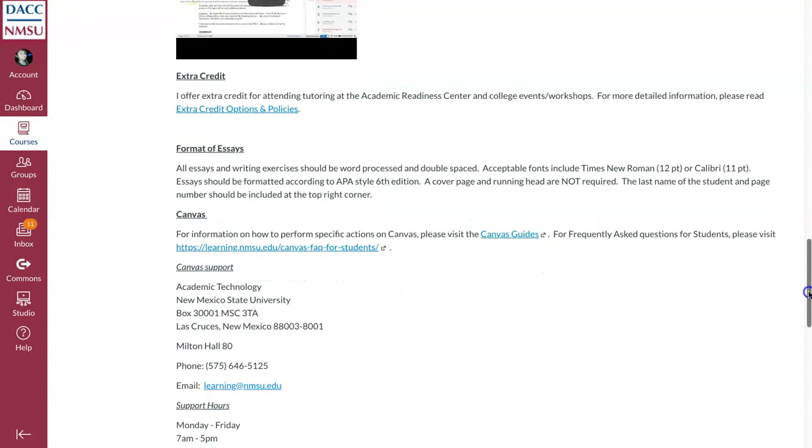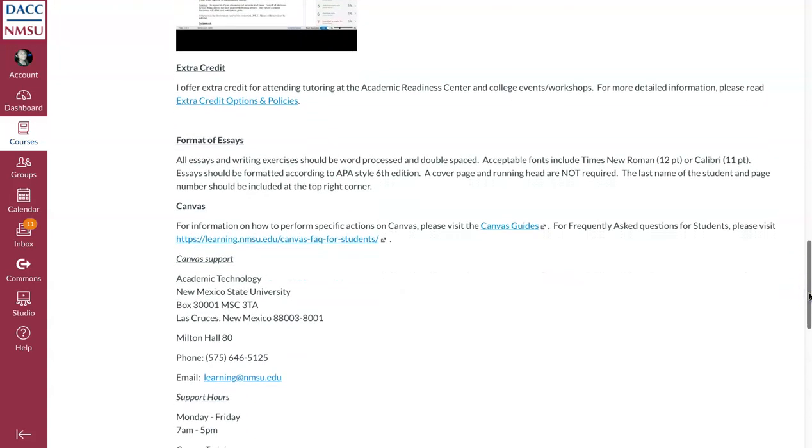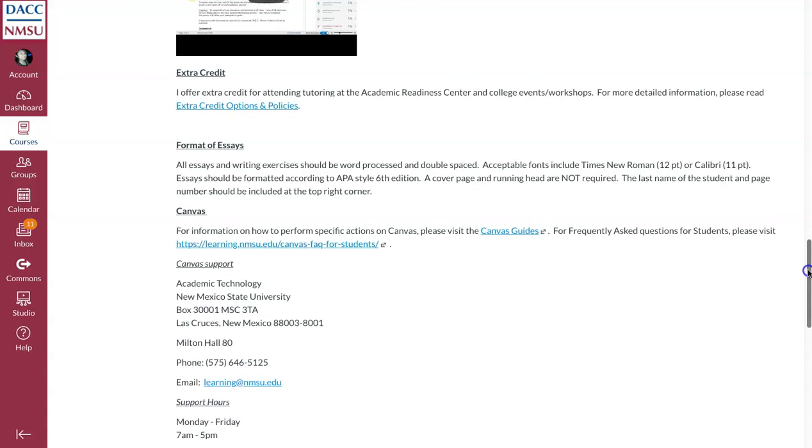Regarding the formatting of essays, they are all done in APA style. We are still using the 6th edition, and they should be in 12-point Times New Roman or Calibri 11-point, and they should also be double-spaced. And I don't require a cover page, but if you include one, obviously, I don't mind. And I know that for a lot of you, APA is probably new, but it is something that we are going to go over in this class.